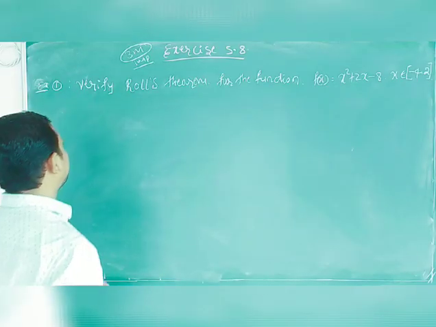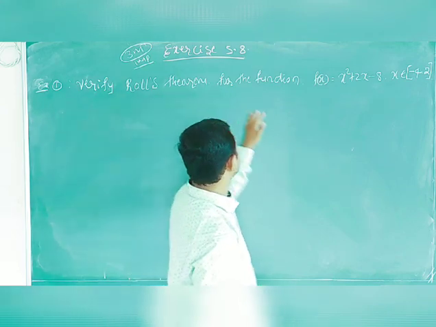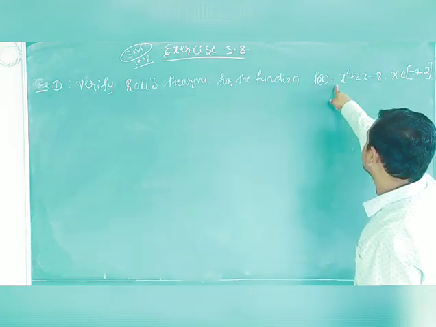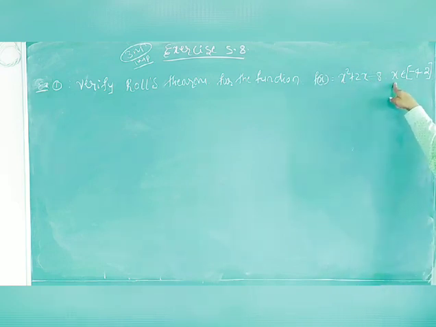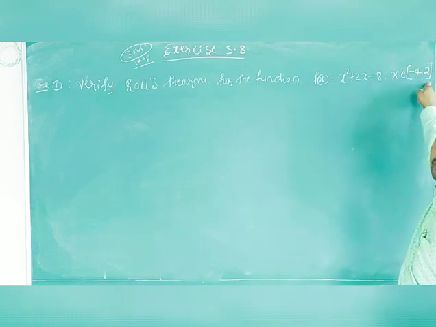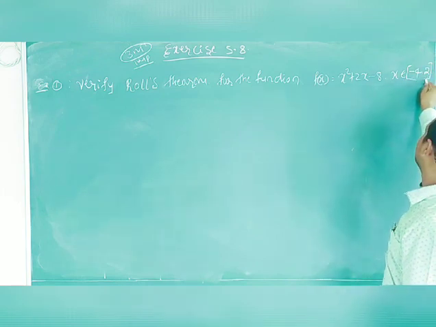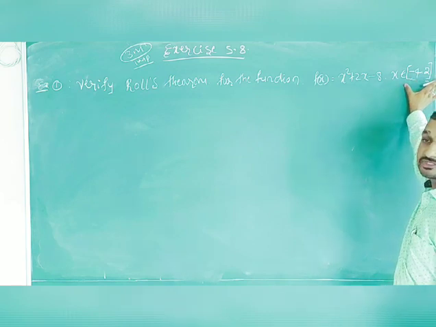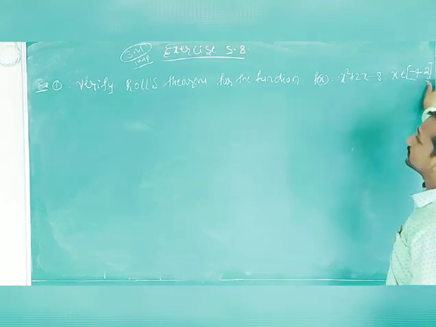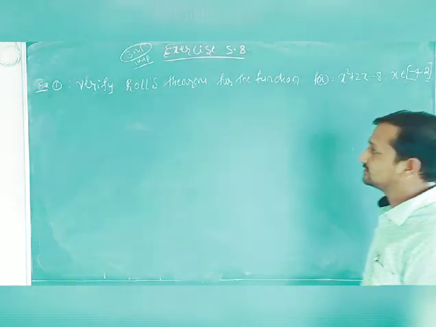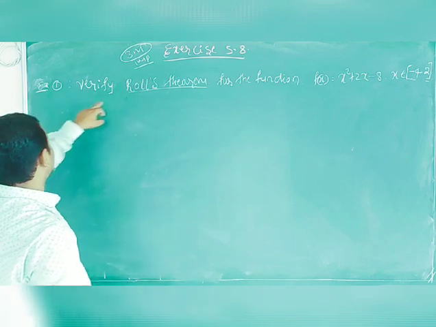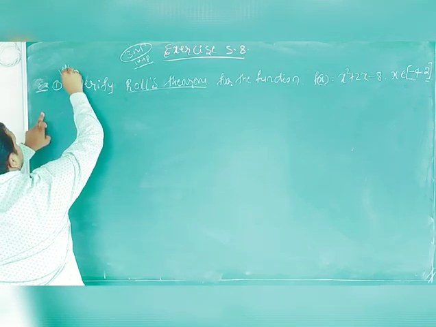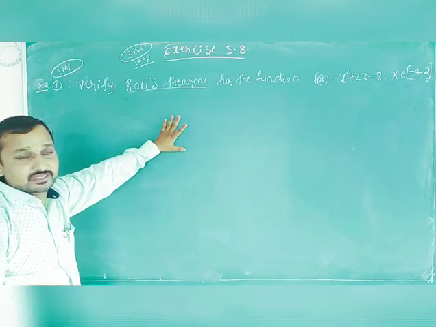Students, this is the example. Verify Rolle's theorem for the function f of x equal to x square plus 2x minus 8 for all x belongs to [-4, 2]. This is nothing but x belongs to the closed interval [a, b], so a equals minus 4, b equals 2. This is the verification of Rolle's theorem. This is a very easy example, and also a very important example for your annual examination.